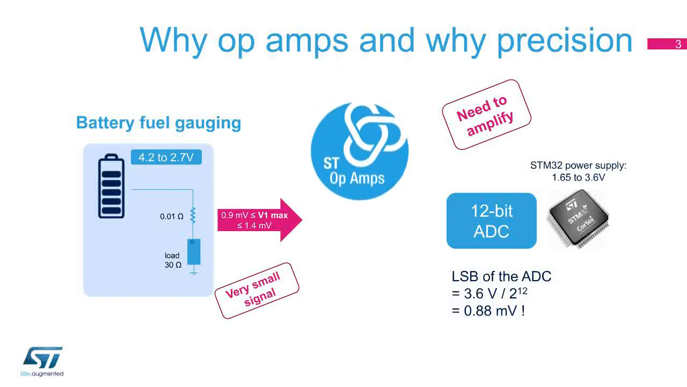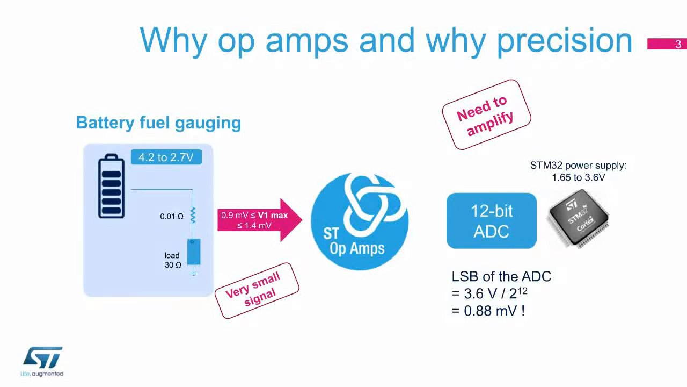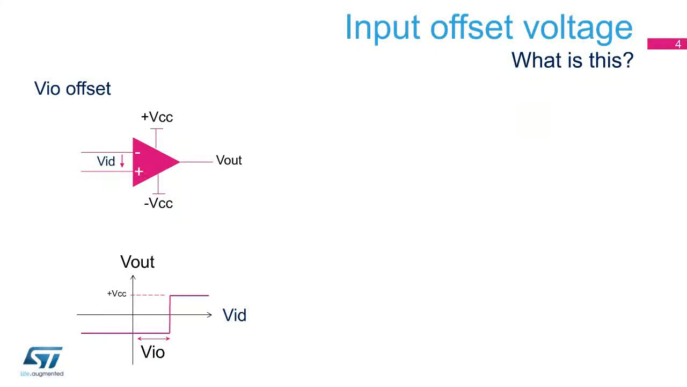The main goal of this webinar is to identify which op-amp parameters are the most relevant in regards to precision. The main limitations to precision in analog integrated circuits are noise and mismatch. Before we start, let's define a few terms.